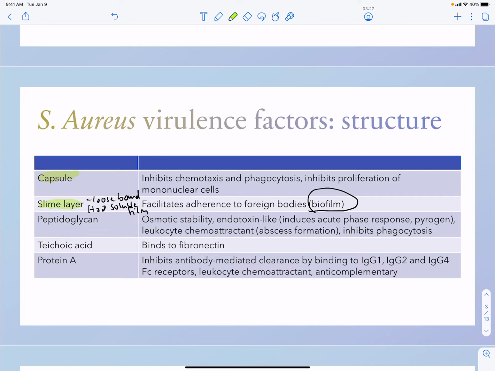It is a pyrogen. Of course, we know it does bind to toll-like receptor 2, and so it can cause an acute phase response. It's going to, of course, have teichoic acid, which helps by binding to fibronectin, and it has protein A. Protein A is going to be responsible for cellular osmolarity, but also is going to inhibit antibody-mediated clearance because it can bind to our immunoglobulins.